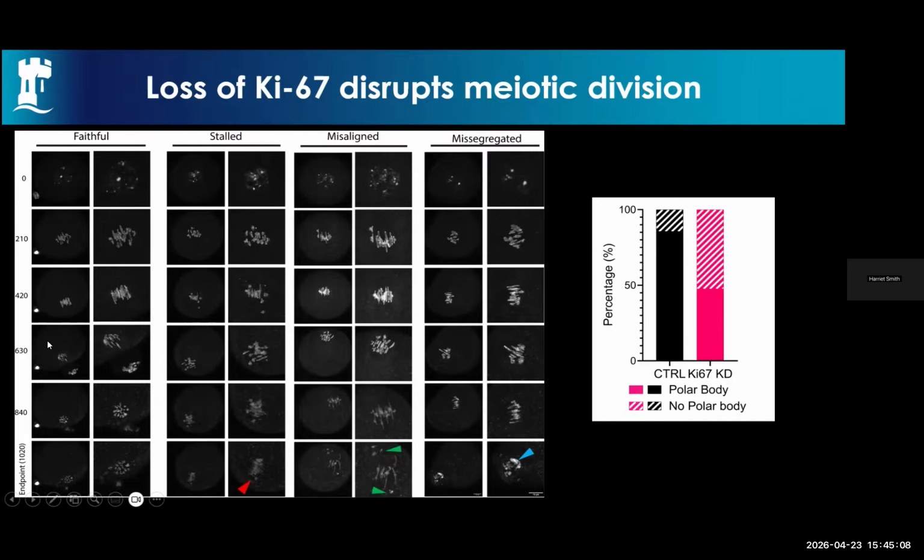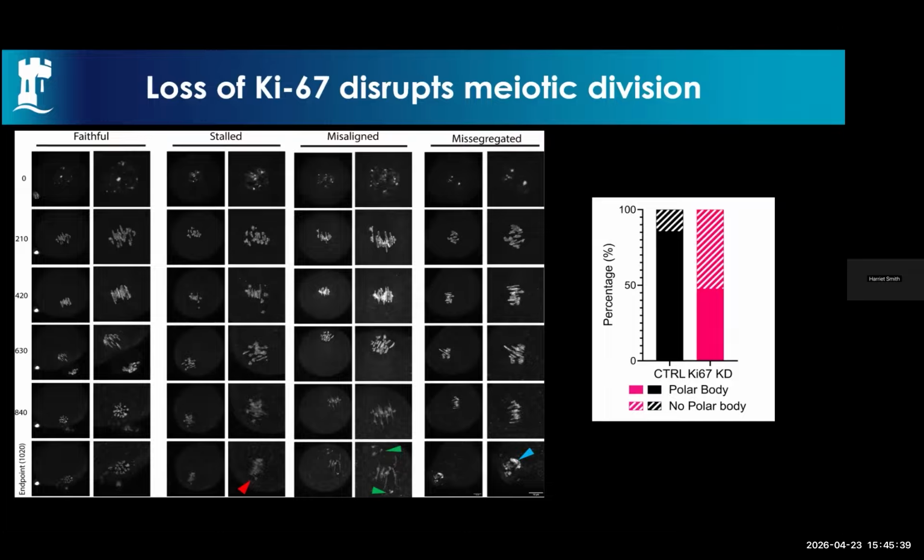In the control cell, by 630 minutes, it's divided, there's a polar body present, and then by the end of the imaging, they've realigned along that metaphase plate. At the same time point for the knockdowns, none of them had divided, and in fact, the only one that had managed to divide by the end of the imaging had done it completely wrong. So this showed us that the loss of the periphery was not just a subtle defect, it was actually detrimental to the successful division of these oocytes.